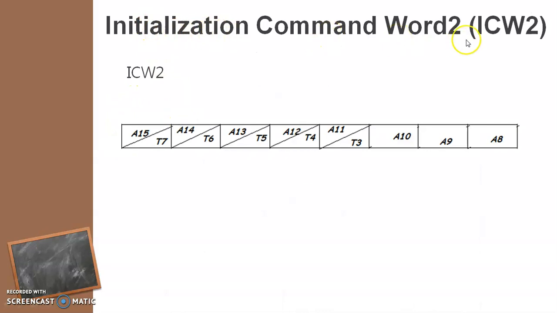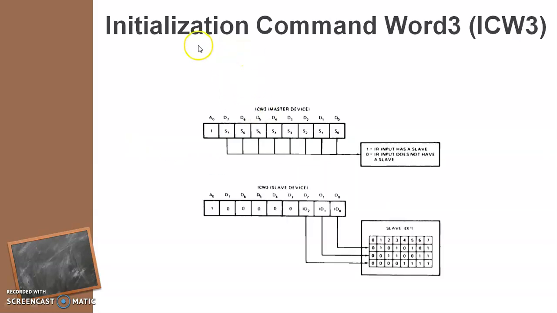So initialization command word ICW2. Here you can see A15, A14, A13, and so on. This specifies the address of the interrupt service routine in case of 8085. And T3, T4, T5, T6, T7 specify the type of interrupt that is raised in your 8086. So T3, T4, T5, T6, T7 will show up the vectors.